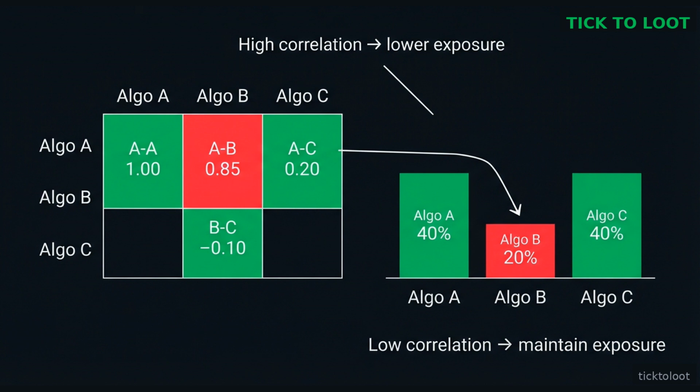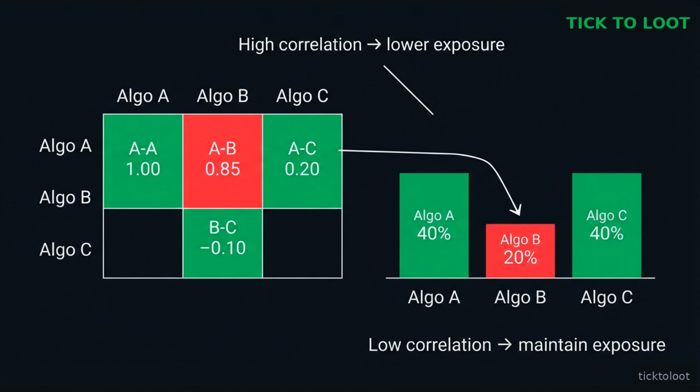A common rule of thumb for beginners is to cap the combined exposure of highly correlated bots at 50% of your total capital. So, if you plan to allocate $100,000, you might assign 40% to Algo A, but only 20% to Algo B because its high correlation with A means you're effectively double betting the same market move. Algo C, with low correlation, can keep a larger share, say 40%, because it adds true diversification.